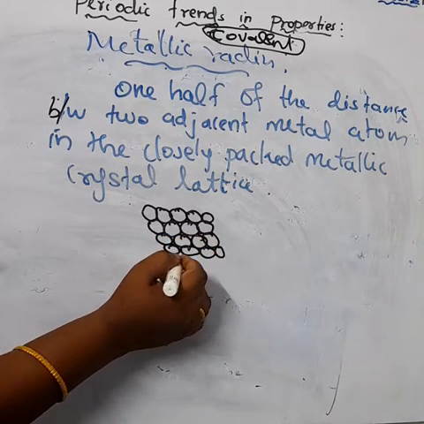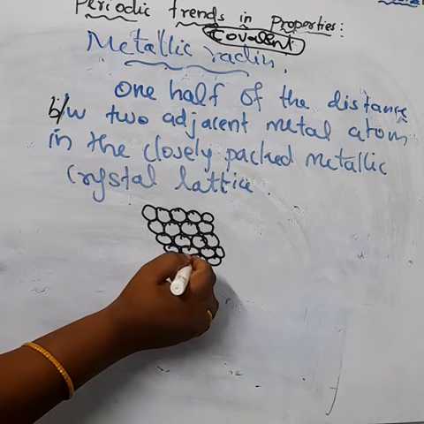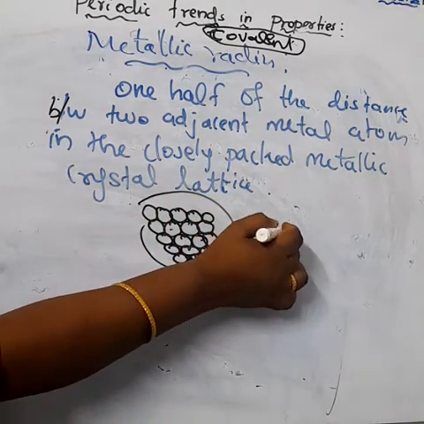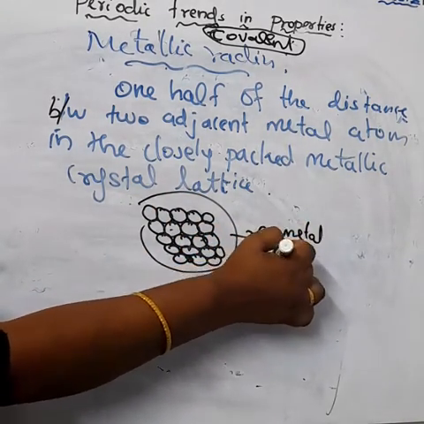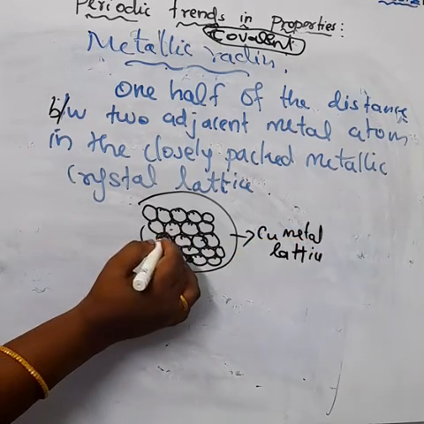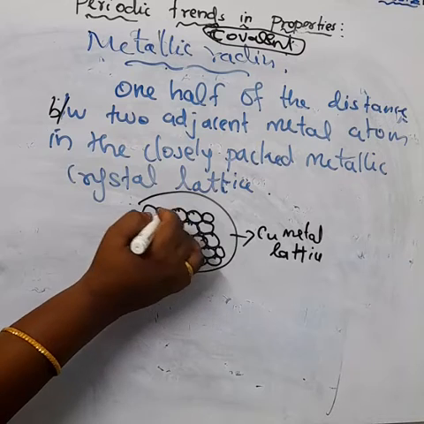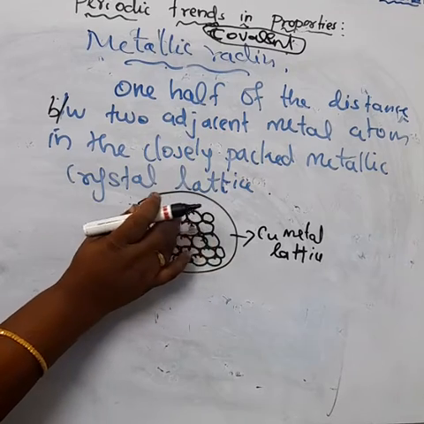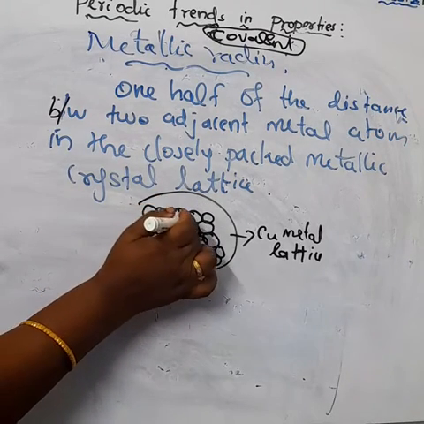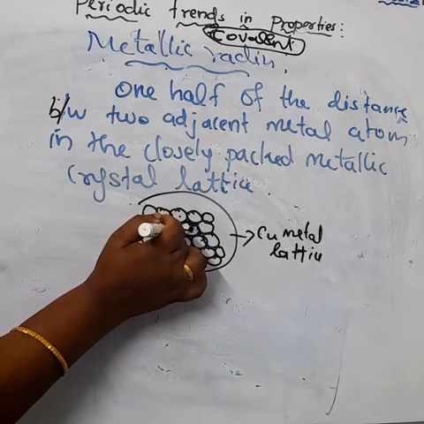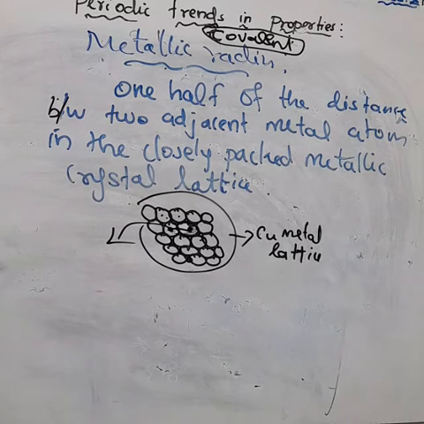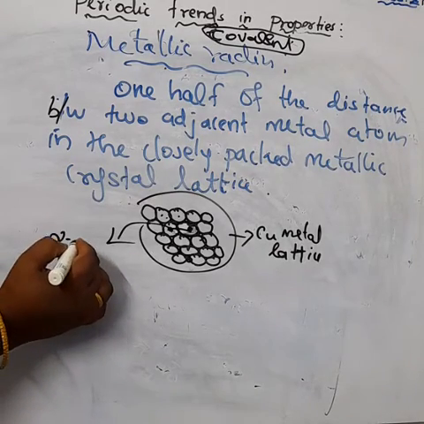For example, we are taking the distance between two adjacent copper atoms. This is the copper metal lattice. The metallic radius is related to the distance between the adjacent copper atoms. Experimentally, using X-ray diffraction techniques, it was proved that the distance between two adjacent copper atoms is 2.56 Angstrom.